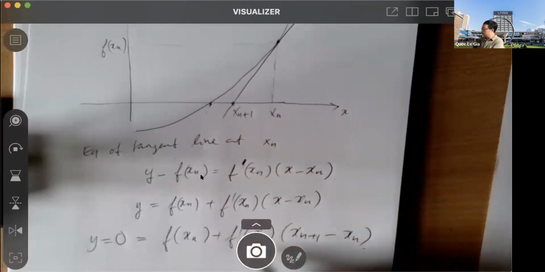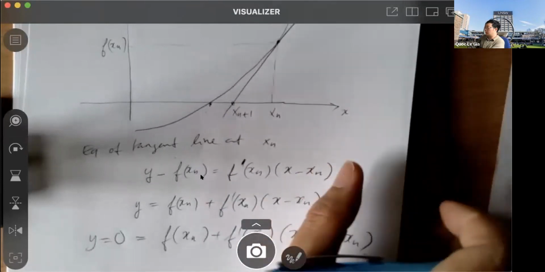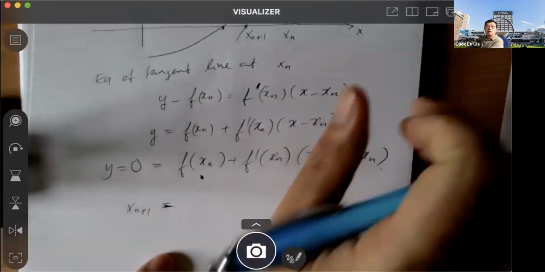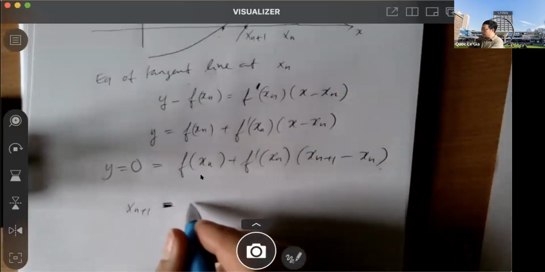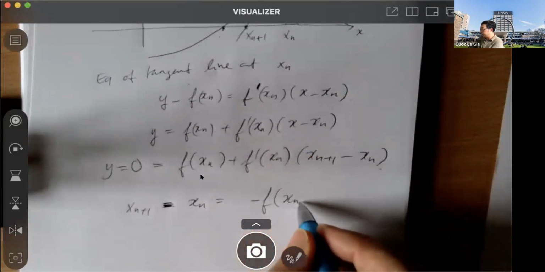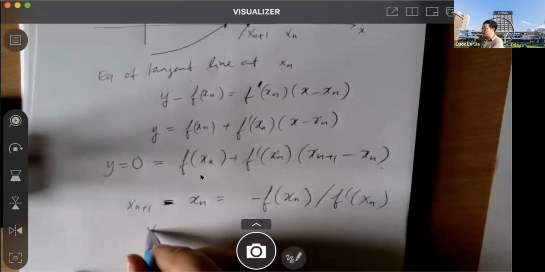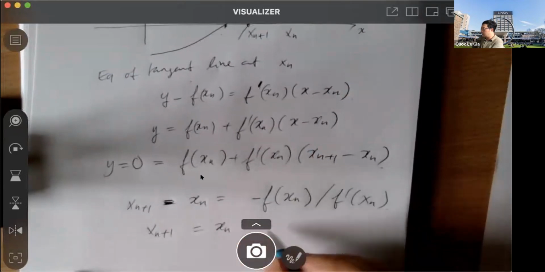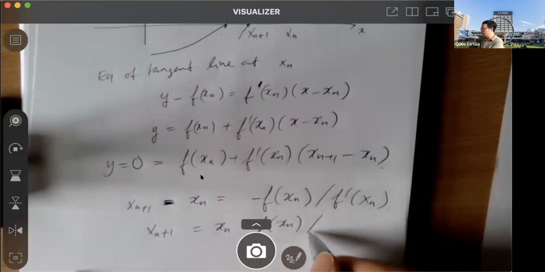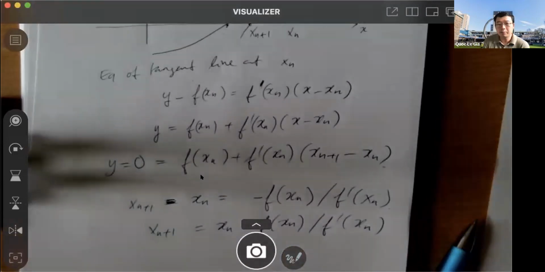And you rearrange it, then xn plus 1 minus xn equals minus f of xn divided by f prime of xn, right? And then xn plus 1 equals xn minus f of xn divided by f prime of xn. And this is the formula for Newton method.